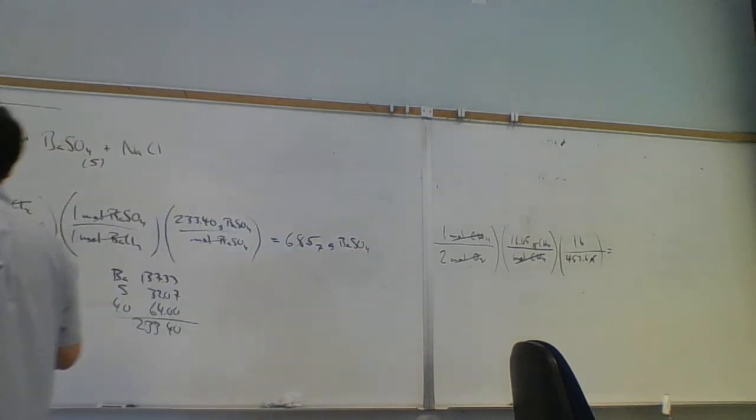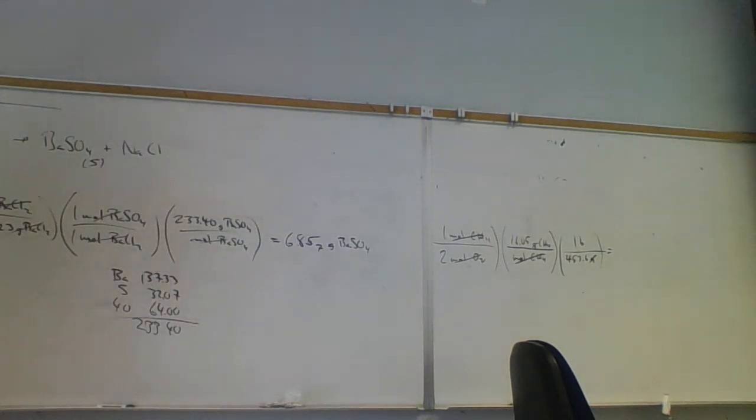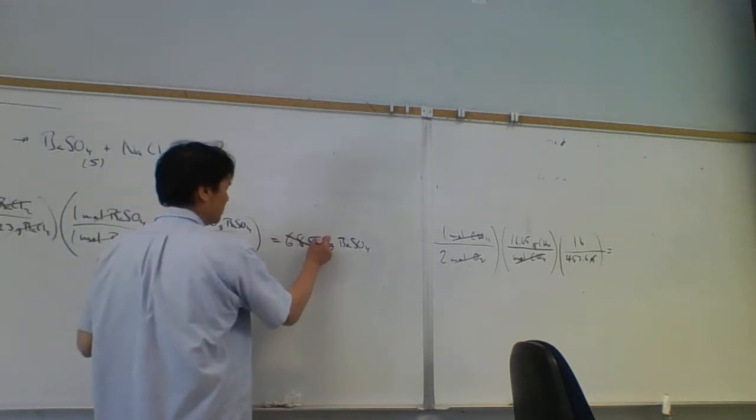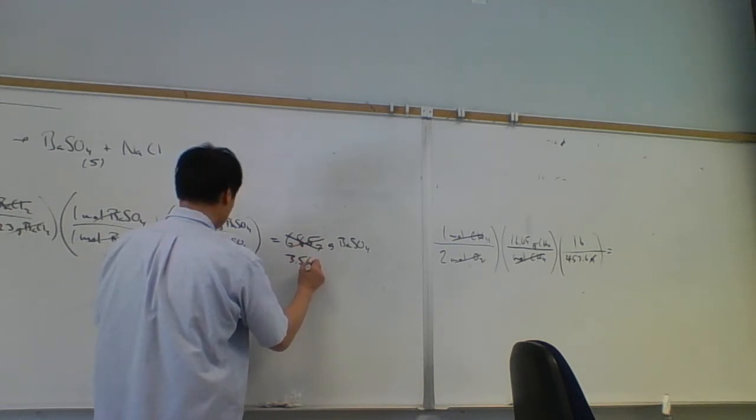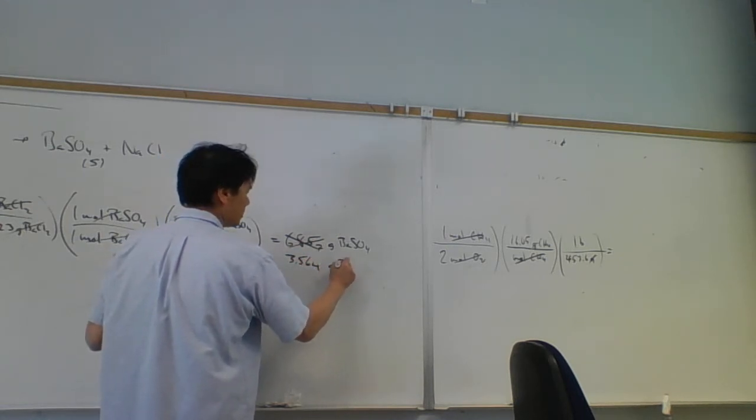Did I make a mistake? I got a different number this morning. Let's see. Oh, I see. I made a mistake. Do you see my mistake? This is not 108. It should be 208. So let me recalculate that. Sorry. 3.18 divided by 208.23 times 233.4. 3.56. 3.564. This is the same answer I got this morning.